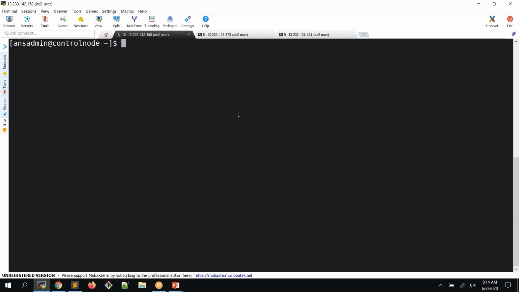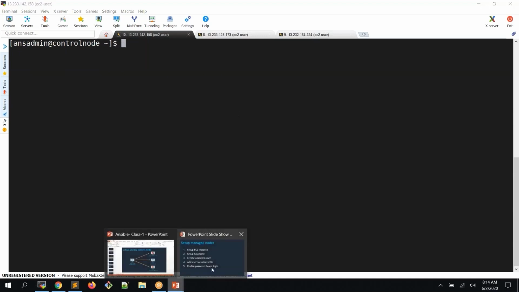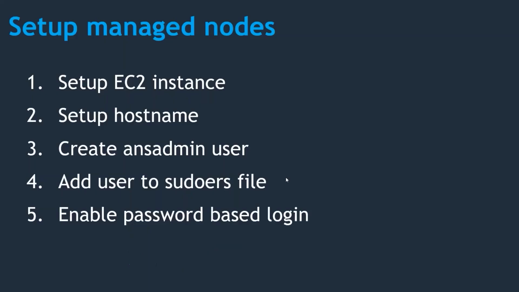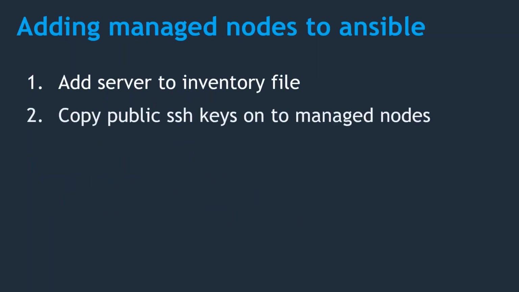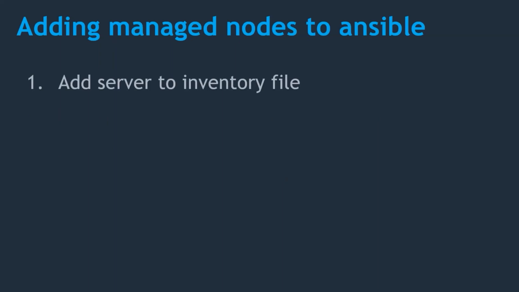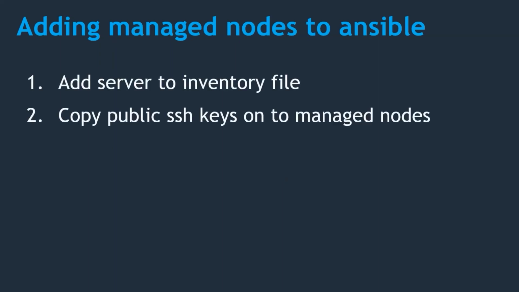Okay, so this is how we can add the manager nodes with the control node. So what we have done, okay, this is yet to do. All this stuff we are going to do. First, what we have done is the second step, that is, copy public SSH keys onto the manager nodes. This is what we have done, and we need to do step one also: add server to inventory file.